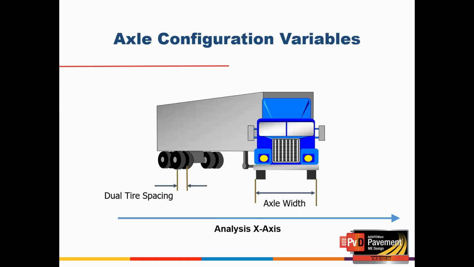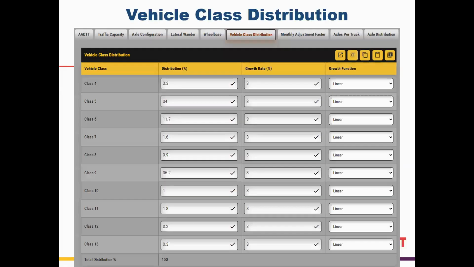Whereas the axle width is going to be the distance from outside wheel to outside wheel, which on average, as we mentioned, is about 8.5 feet. And then the dual tire spacing is from center to center of each set of tires on one side of an axle. And that's going to be, for analysis sake, considered along the x-axis. And they'll kind of explain that a little better later.